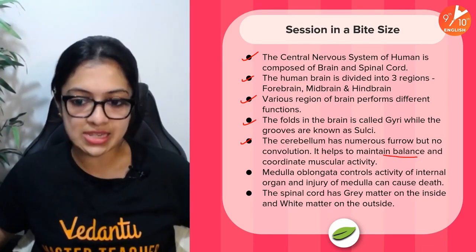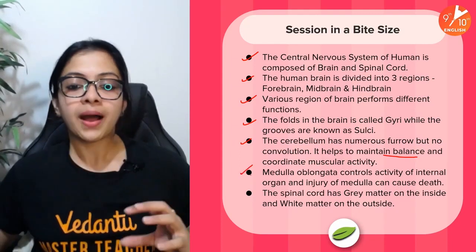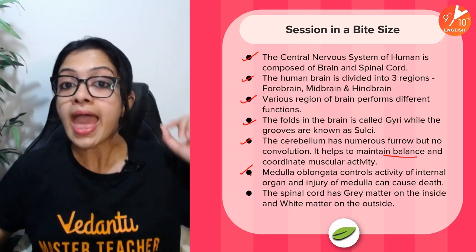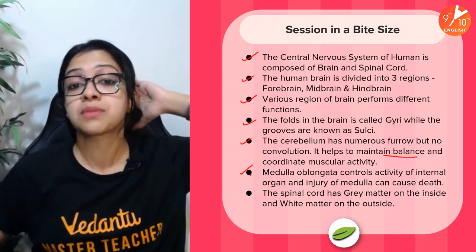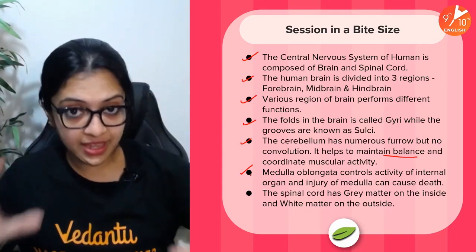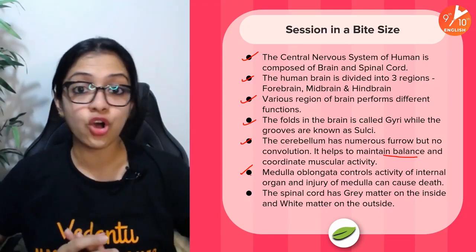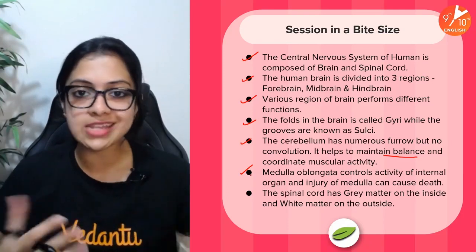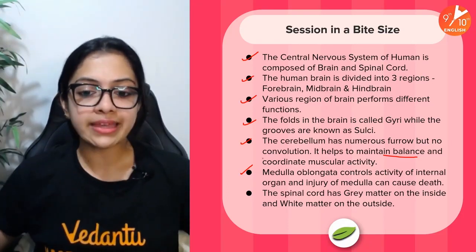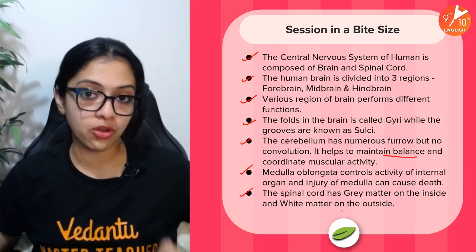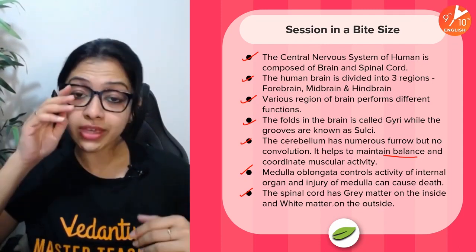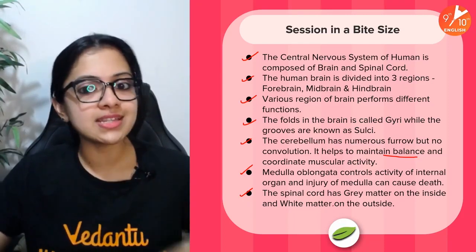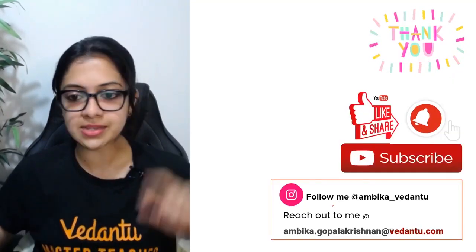Medulla oblongata, remember, it controls activity of a lot of your internal organs, and any head injury, especially if it's at the back of your head, if it affects your medulla, it could possibly cause death because it performs major functions like controlling your heart rate and your breathing rate. And of course, spinal cord has got gray matter on the inside and white matter on the outside, which is pretty much the opposite of what your brain has. So this is all about your central nervous system.